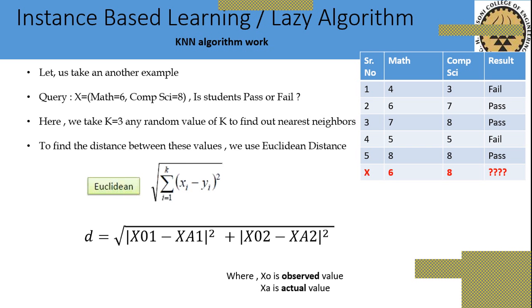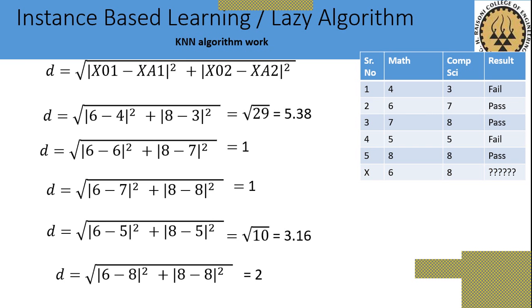In detail, we can say that the Euclidean distance d is the square root of (x01 minus xa1) whole square plus (x02 minus xa2) whole square. That is, x0 represents your observed value and xa is your actual value. So how do we find this value? As the formula says, Euclidean distance d is (x01 minus xa1) whole square plus (x02 minus xa2) whole square.